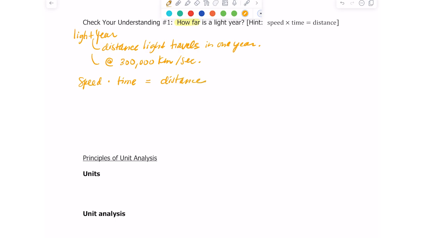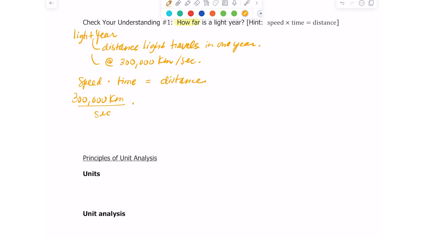So we already know the speed, which is 300,000 kilometers per second. Per means, again, to divide. And I'm going to employ something called dimensional analysis. So I'm going to multiply by specific dimensions so that in the end, I'm left with how far the light travels in a year. So I'm going to be left with kilometers, because kilometers is a unit that we use to measure distance. So somehow I need to cancel out seconds. Okay, so how would I do that?